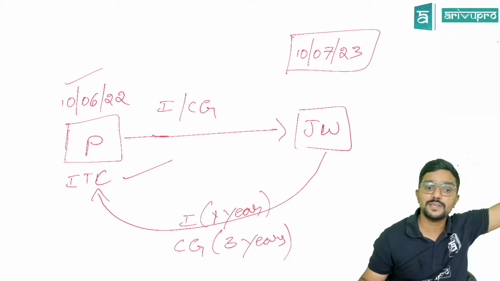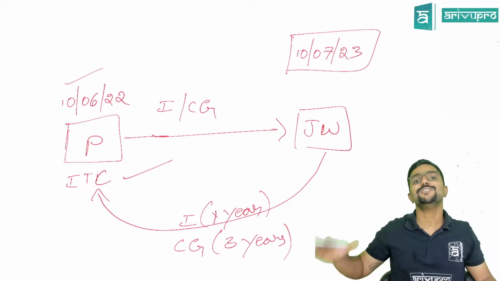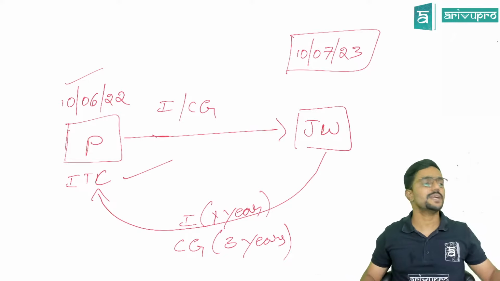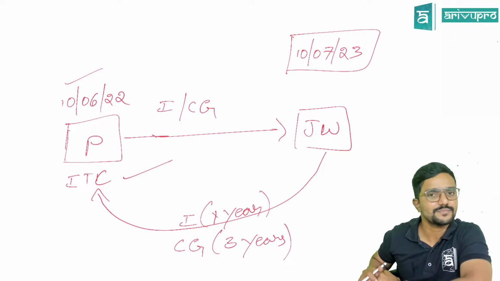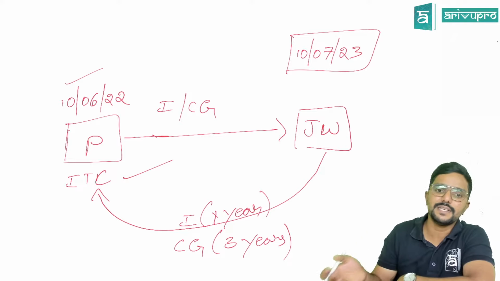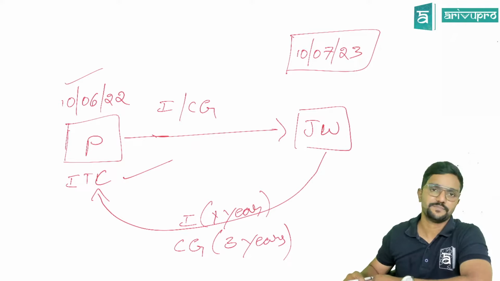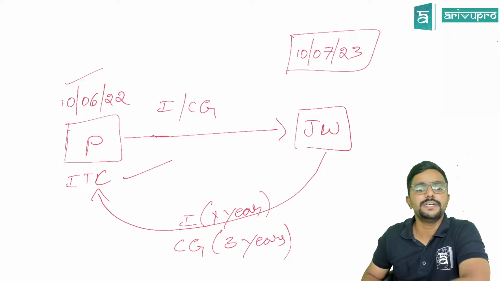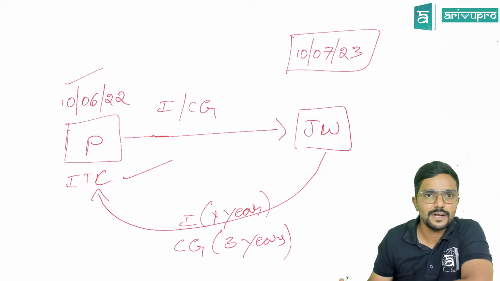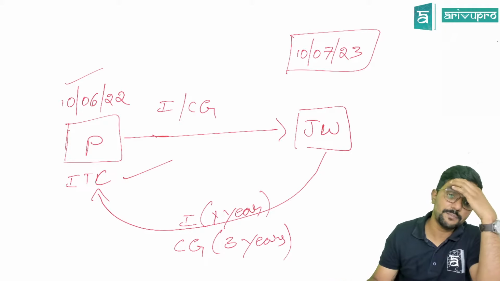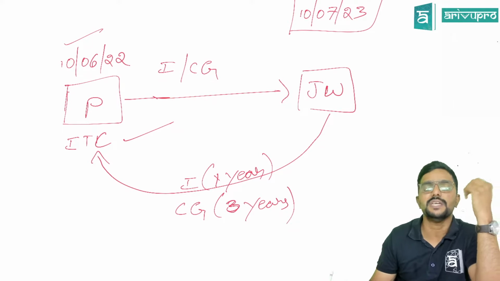It is deemed to be supplied on 10th June because the input was sent to the job worker on 10th June. So it is deemed to be supplied by the principal to the job worker on 10th June. Very interesting. Clear? Whatever ITC the person has already claimed, he needs to pay along with interest, from 10th June till the date he pays the tax. Agree? The same provision is applicable for capital goods, but for capital goods the time given is 3 years.